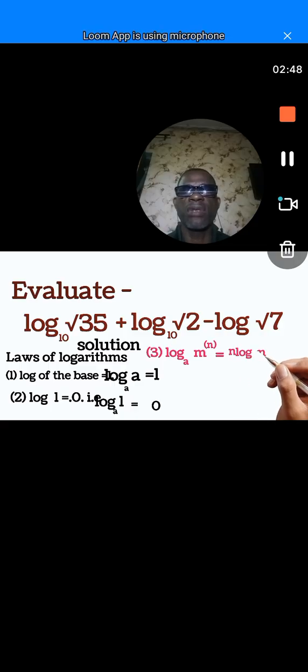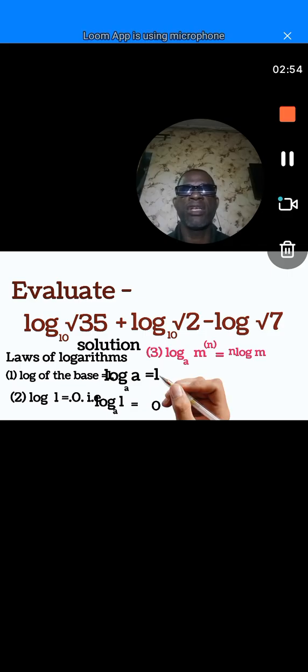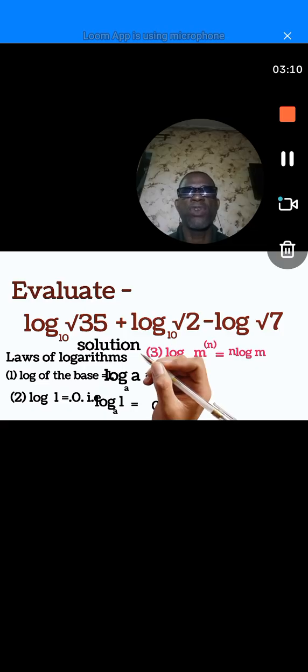This question will obey the first law, which is the log of the base is equal to 1. And it also tests the third law, the law of power, which says log m raised to power n is the same thing as n log m base a. Now, let us take a look at the other identities.